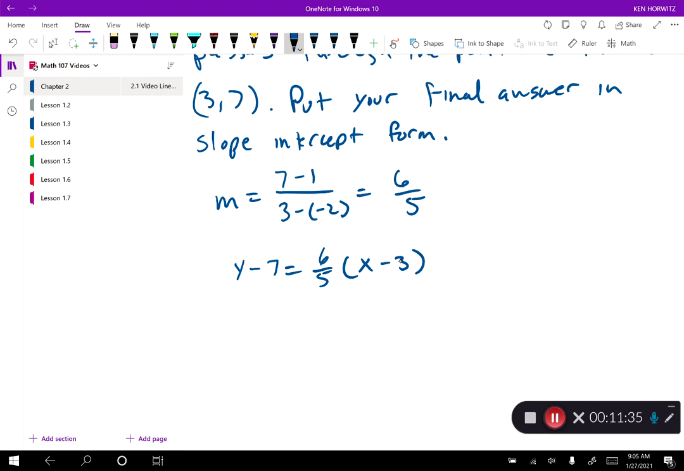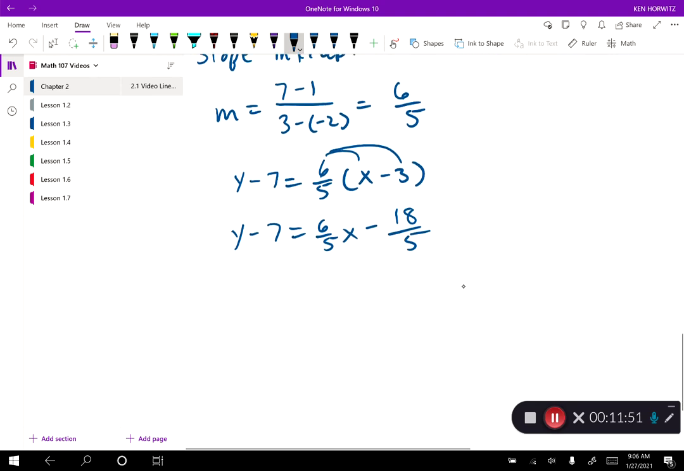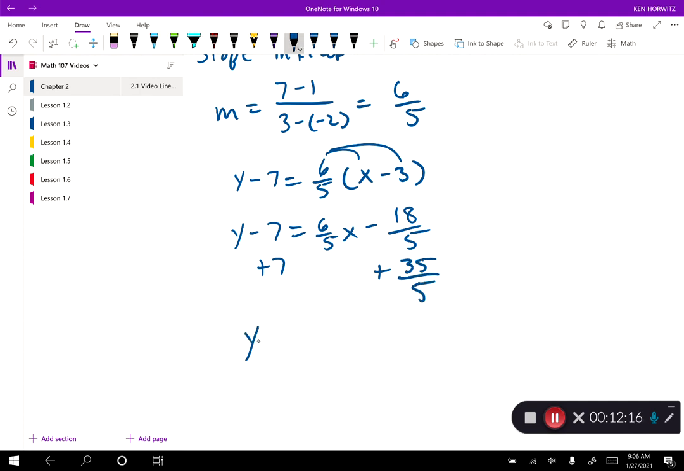Right? And now I'm just going to whittle it down and get y equals. So I'm going to distribute. And I have y minus 7 equals 6/5 x minus 18/5. And then I'm going to add 7 to both sides. And when I do that, 7 is what in fifths? Let's say 35 over 5. So y equals 6/5 x plus 17/5.